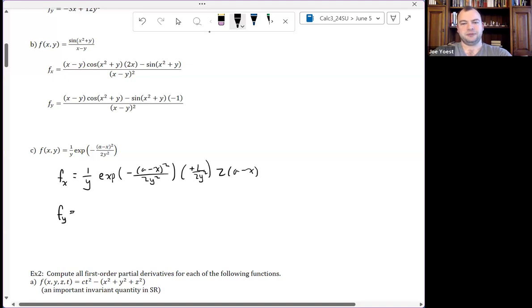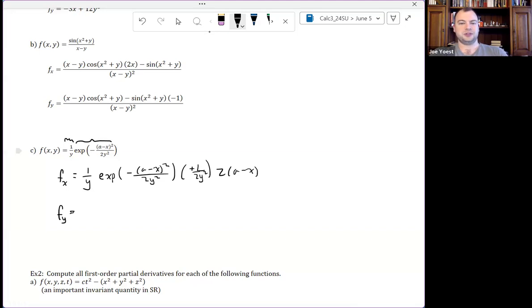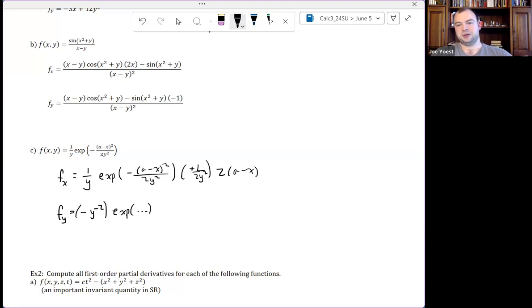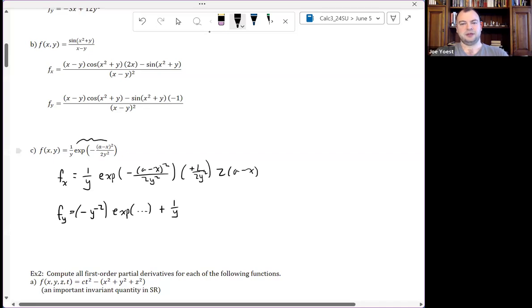What about the fdy? Well, here I note that I have a product of two functions of y. The exponential has some y's in it, and also the 1 over y is obviously a function of y. Need to use the product rule here. So if I differentiate the first, differentiating y to the -1 gives me a minus y to the -2 multiplied by the second, the exponential function with that same argument, plus the first times d dy of this exponential function, now taking x to be constant.